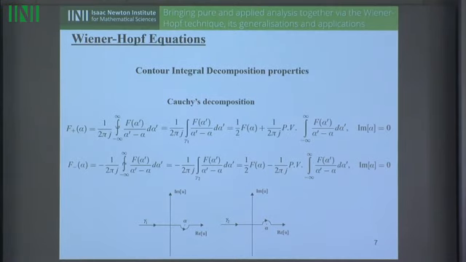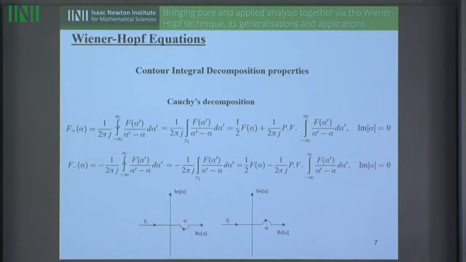These are the classical Cauchy decomposition formulas. If you have a spectral function like f, you can get the plus portion using contour integration. This is called the smile contour. This is called the frown contour. The smile contour allows to get the plus portion of f. The frown contour gets the f minus, the minus portion of f.